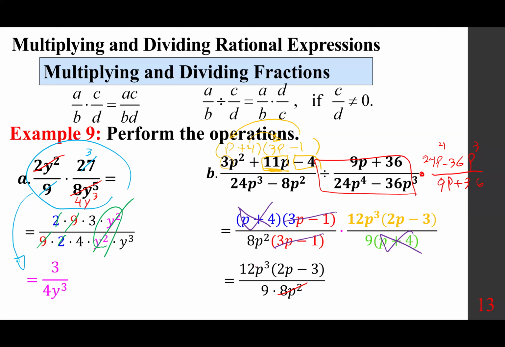Eight p squared and 12p cubed, we can divide them by 4p squared. We get 2, and we get 3p here. Number 3, we can drop it and change this to 3. And the final answer would be p times 2p minus 3 over 6. And that is the final answer.